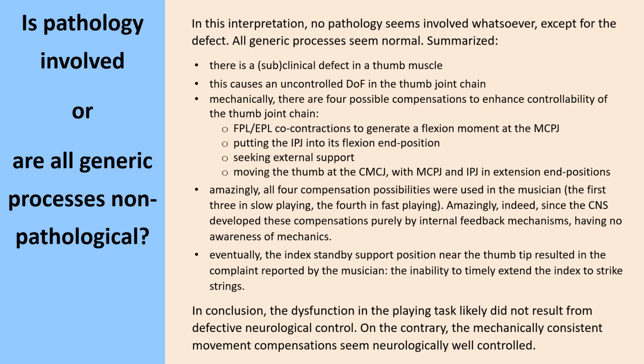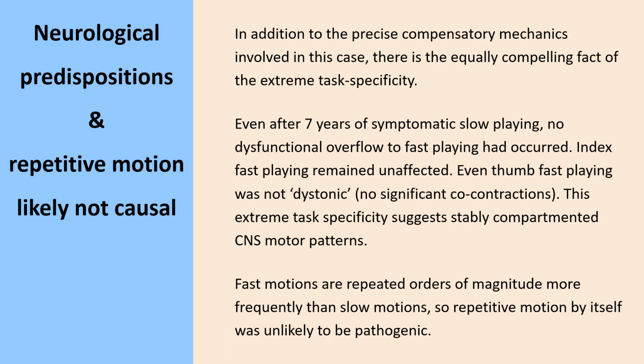In conclusion, the dysfunction in the playing task likely did not result from defective neurological control. On the contrary, the mechanically consistent movement compensations seem neurologically well controlled. In view of the above, it is unlikely that the dysfunction in playing would be caused by a combination of neurological predispositions and repetitive motion. In addition to the precise mechanics involved in this case, there is the equally compelling argument of the extreme task specificity. Even after 7 years of symptomatic slow playing, no dysfunctional overflow to fast playing had occurred.